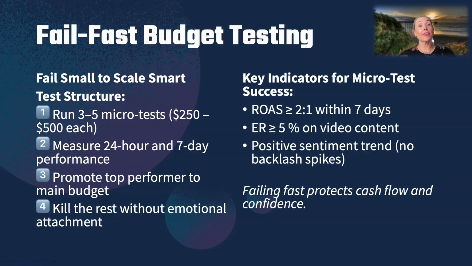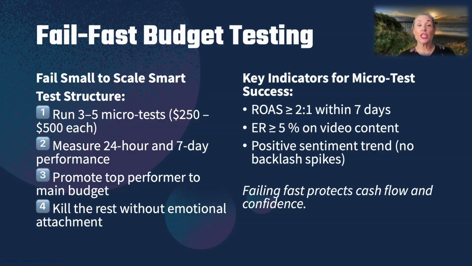Fail smart to scale smart. The process here is simple. Run 3 to 5 micro tests at $250 to $500 each. Measure 24-hour and 7-day performance. Promote the top performer, kill the rest, and no emotion is involved.